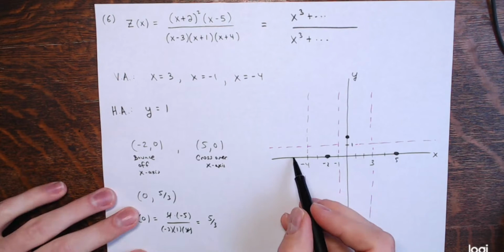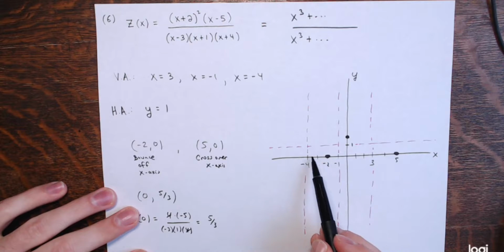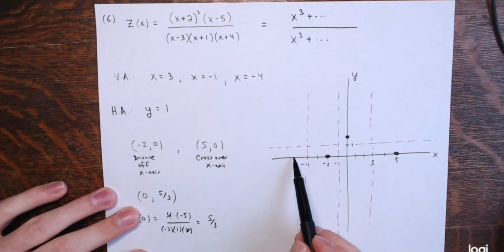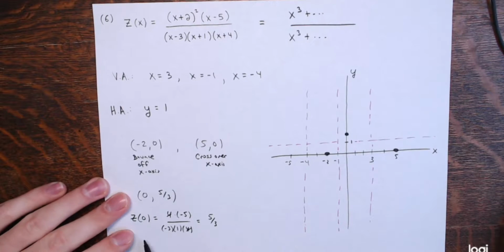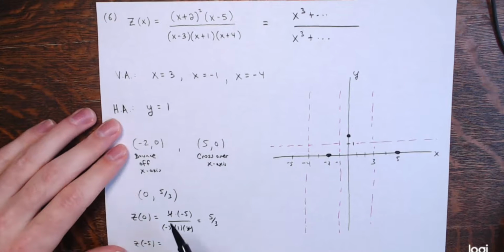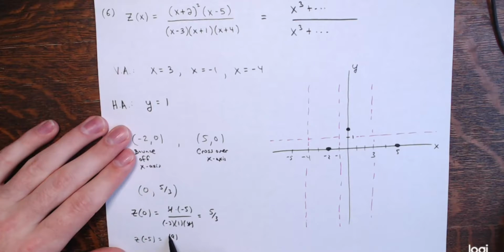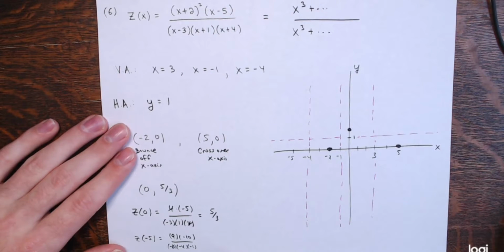So how about over here? Because I know I have a point between these two asymptotes, I have a point between these two, I have a point to the right of that one. I just need a point over here. So how about when x is -5? Right, so let's see, what's z of -5? That would be -5 plus 2 is -3 squared is 9 times -10 in the numerator, and then -8 times -4 times -1 in the denominator when x is -5.